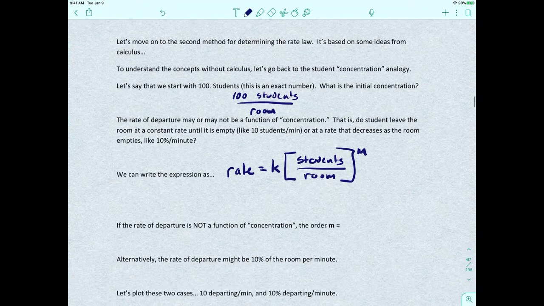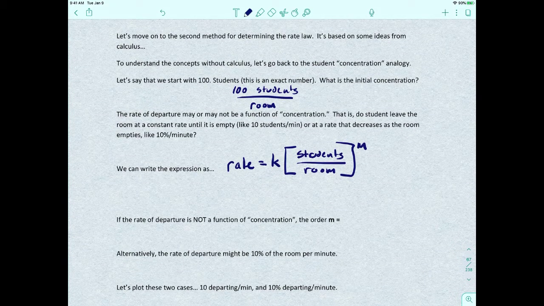Now, two videos ago, we talked about what the exponents mean. If the concentration's doubled, then the rate doubles. That's if m equals 1, so it's first order. If it's second order, you double the concentration, the rate quadruples.